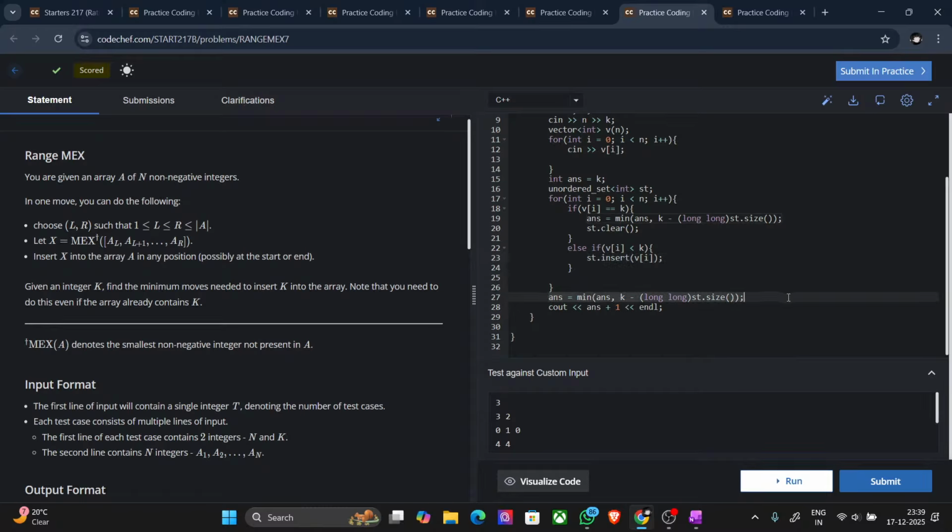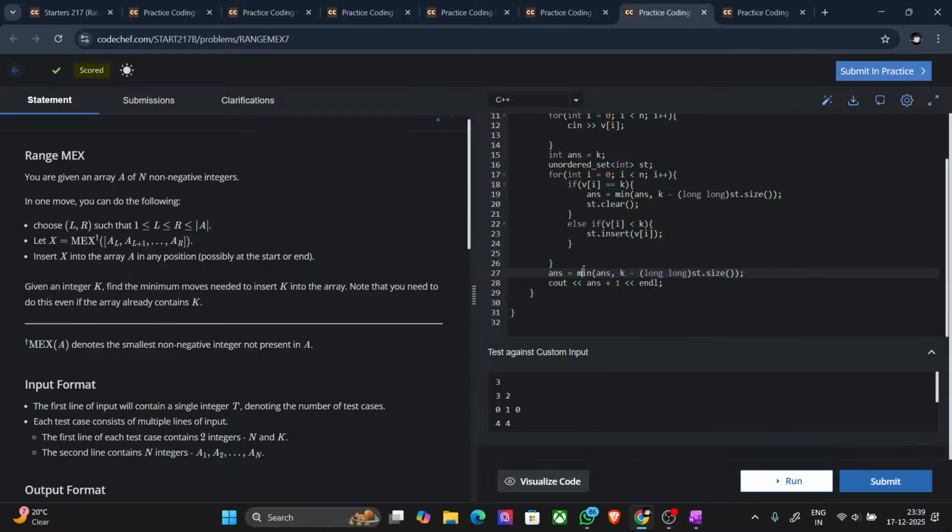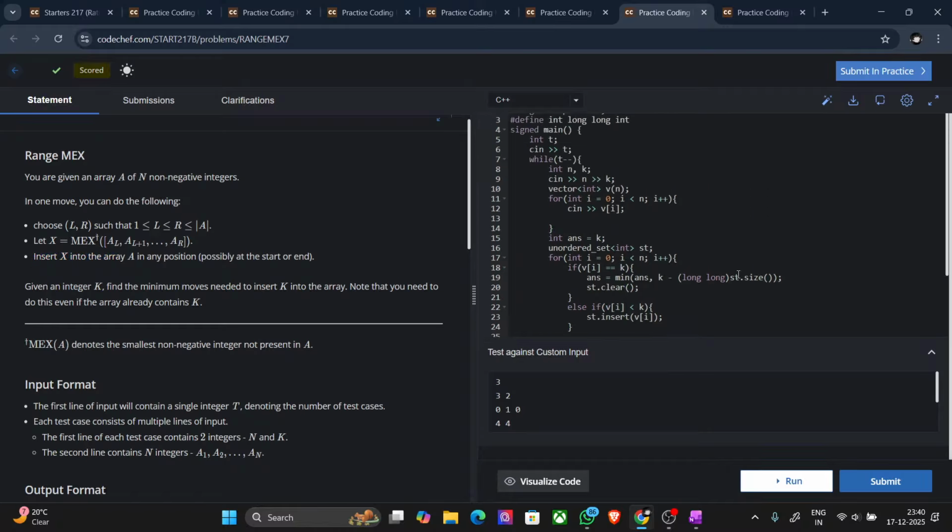I've done this again after the loop because at some point it might be possible that the last element is not 5, so we have to add again. So I've taken this, and my answer will be answer plus 1. This plus 1 is just the last addition operation, because it asks us to insert k also, which means it asks us to insert the maximum also, so that's why I have plus 1. So that's for this code.